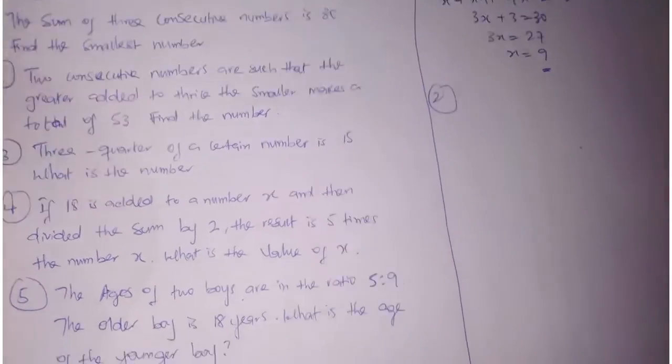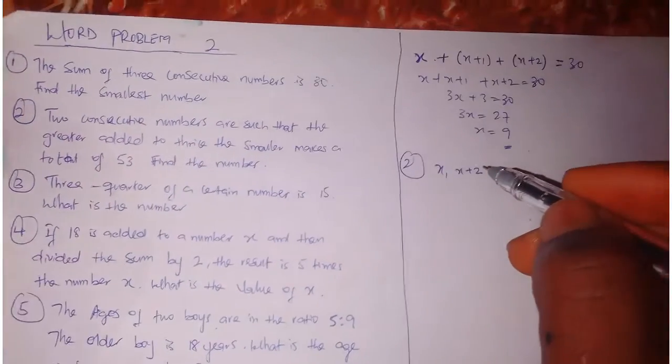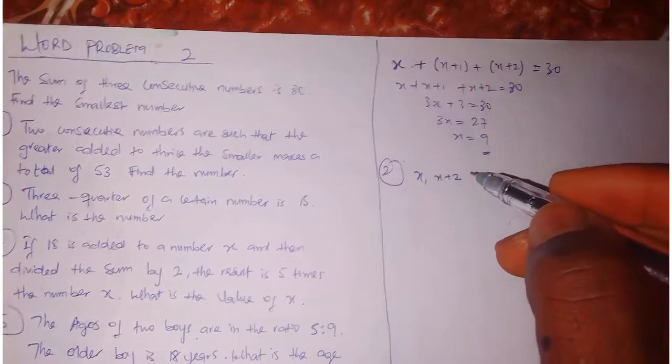Now let's use x and x plus 2 in this case here. So let the two consecutive numbers be x and x plus 2. Let's now see what the question says. They are such that the greater, in this case, will be x plus 2.